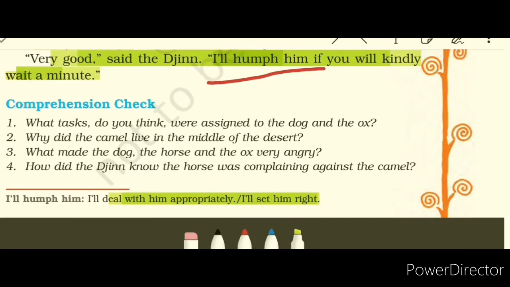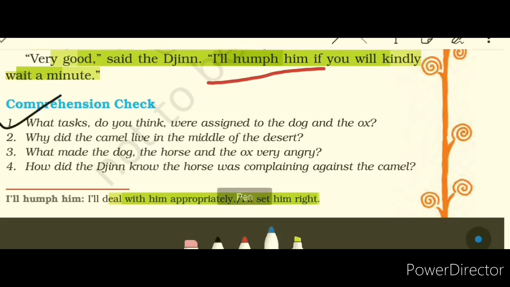Okay, so this is our comprehension check. Let's find out the kind of questions we are given. First one, what tasks do you think were assigned to the dog and the ox? What task could be assigned, class? Ox, of course, plowing, isn't it? Dog was picking up simple sticks and all. So there you are, I've given you a hint. Now you develop the answer based on these points.